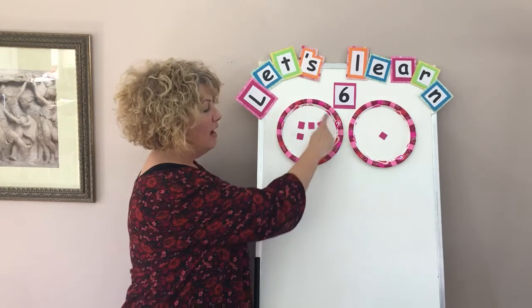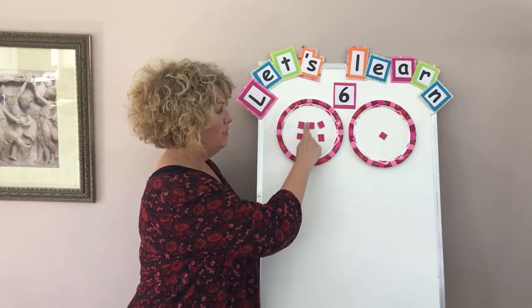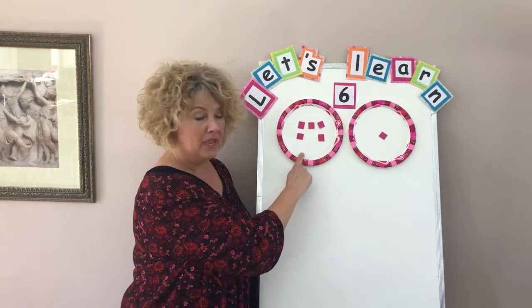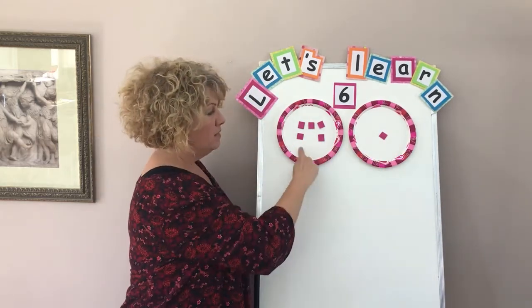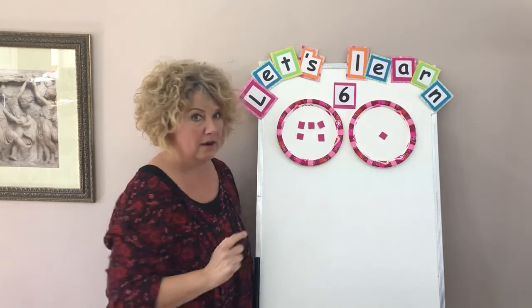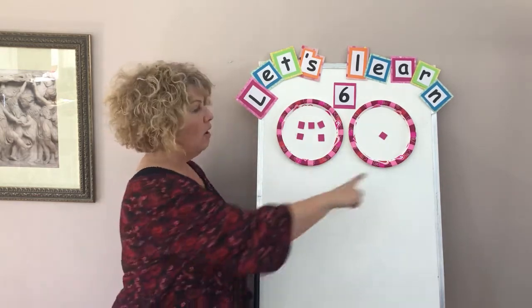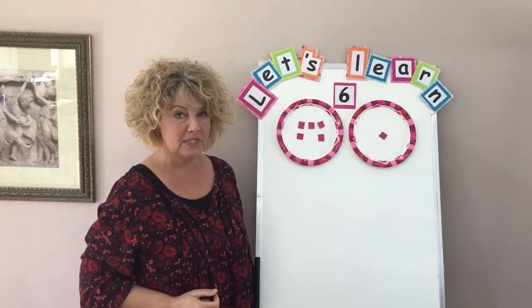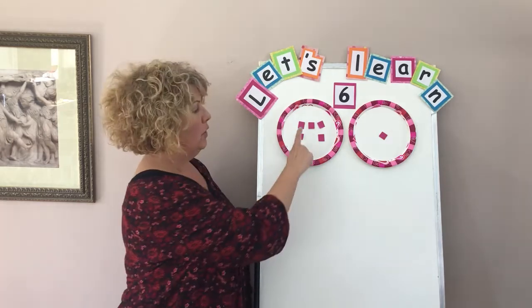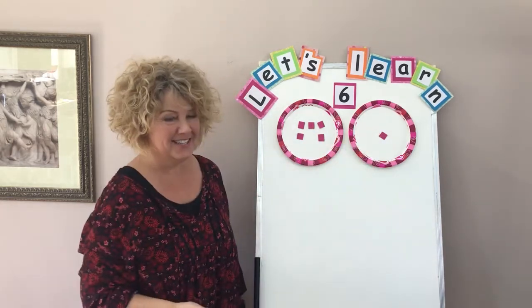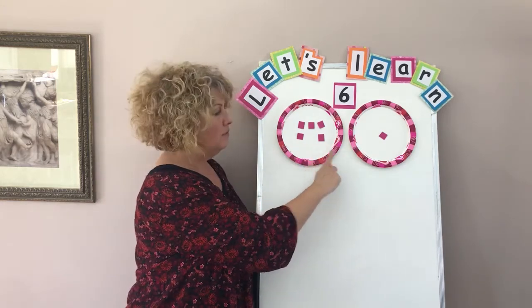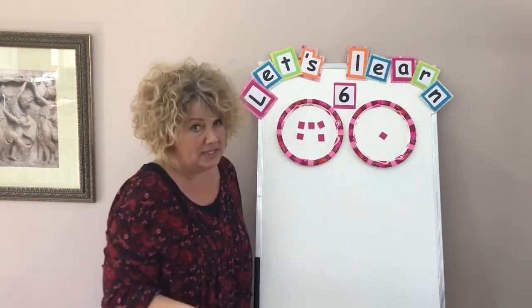Right now we have 5 squares over here. 1, 2, 3, 4, 5. And we have 1 square over on this side. 5 squares plus 1 more square equals how many squares all together? Is it 6? Shall we make sure? 1, 2, 3, 4, 5, 6. Yes, it's still 6. So 5 squares plus 1 more square equals 6 squares.